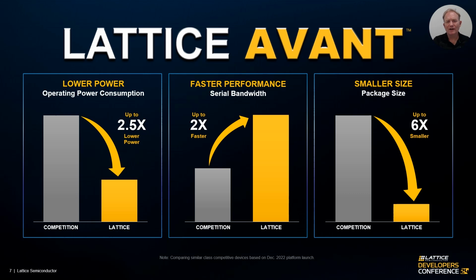We also heard that there's a need for faster connectivity. So we incorporated within the Avant platform 25 gigabit per second Ethernet capability. And then lastly, we heard there's continued pressure on the form factor of your equipment. So we're very pleased to have been able to launch a platform that delivers up to 6 times smaller package size or form factor than similar relevant competitive FPGA devices.